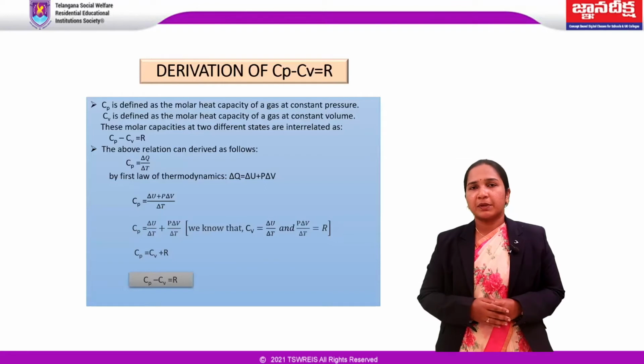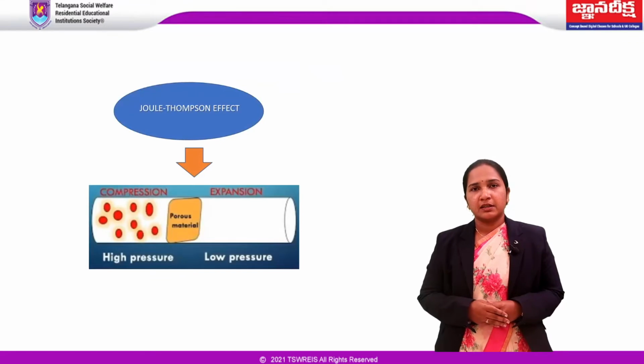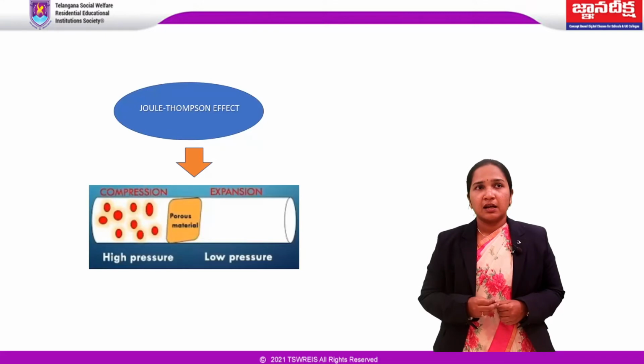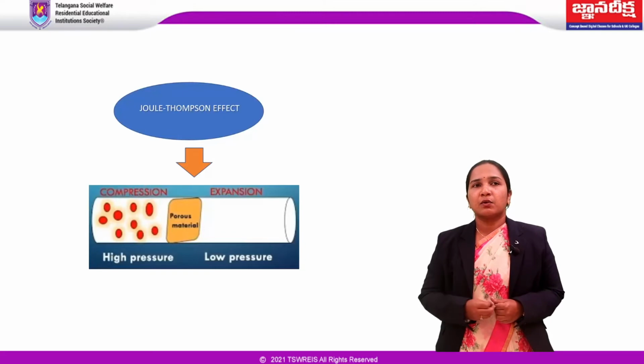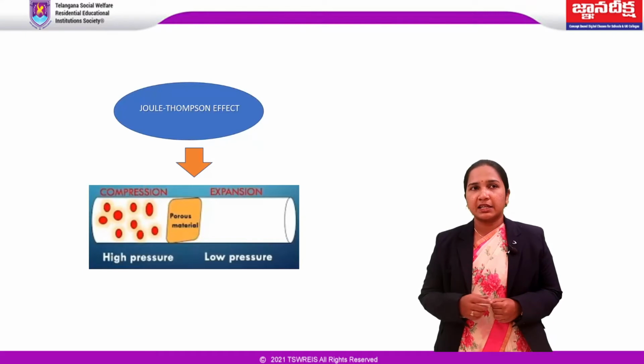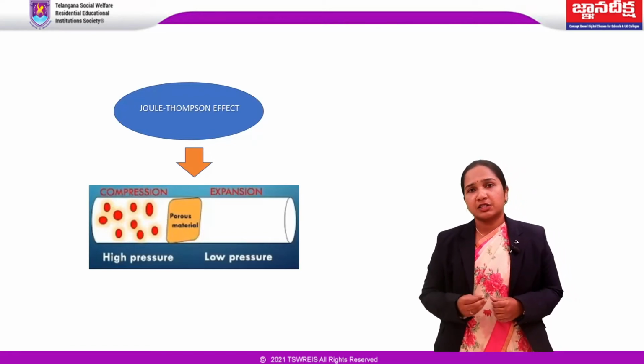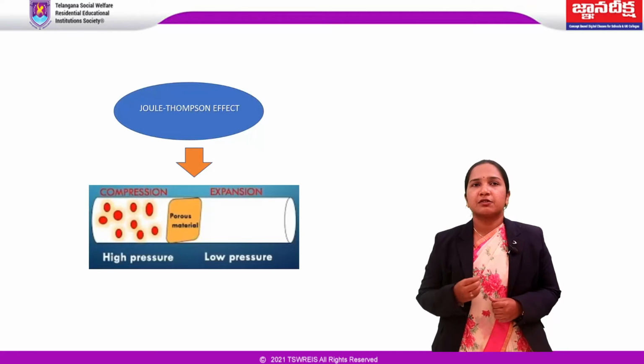So the next topic is the Joule-Thomson effect, one of the most important topics. The phenomenon was investigated in 1852 by British physicists James Prescott Joule and William Thomson. The Joule-Thomson effect refers to the change which takes place in a fluid's temperature as it flows from a region of higher pressure to lower pressure adiabatically. It is the change in temperature that accompanies expansion of a gas adiabatically without production of work or transfer of heat.